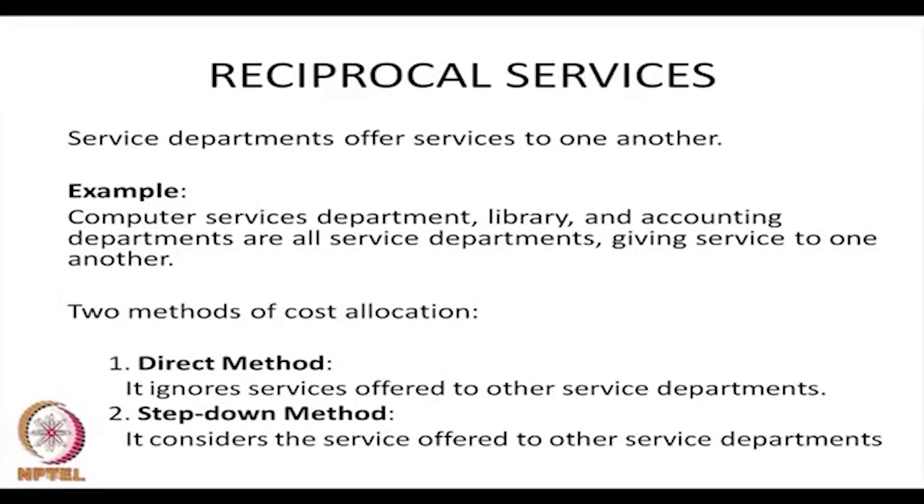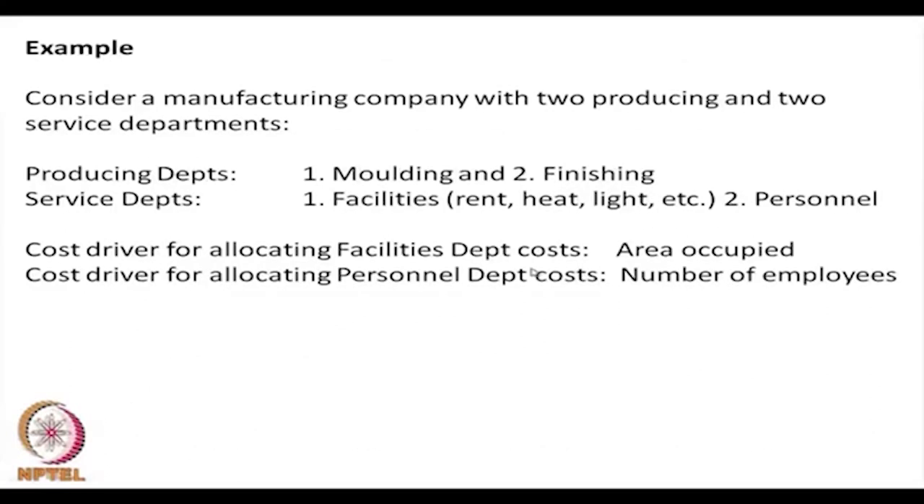Now, let us take an example to illustrate this case. Let us say that we are considering a manufacturing company with two producing departments and two service departments. The producing departments are molding and finishing. The two service departments are facilities department, which considers rental, cost of heat, cost of light, etcetera, and personnel department.